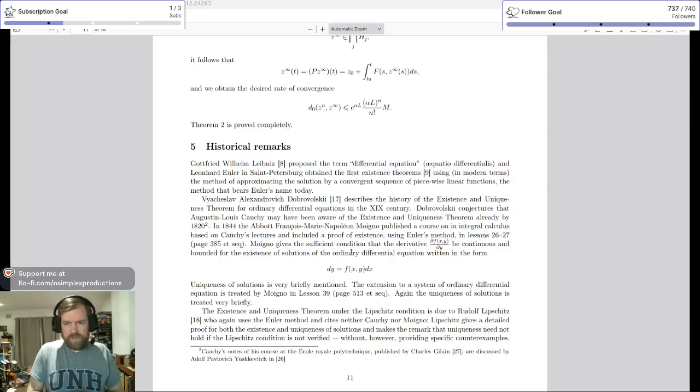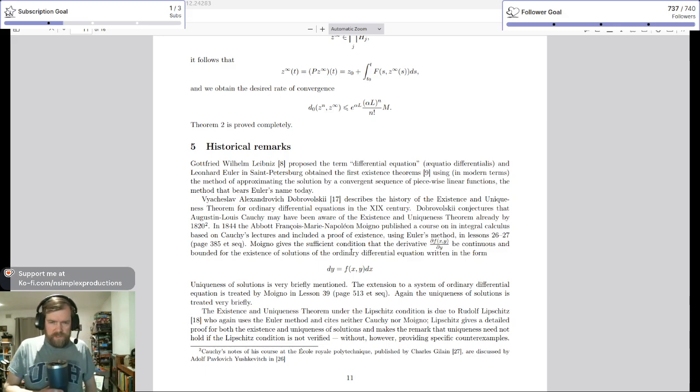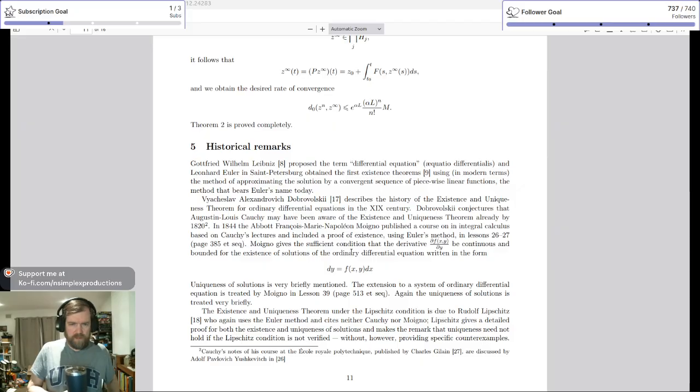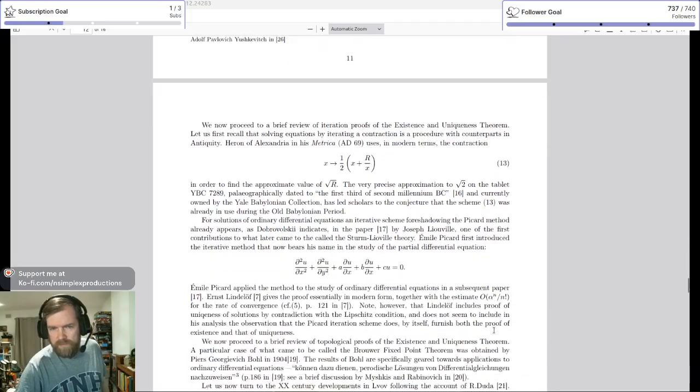The extension to a system of ordinary differential equations is treated by Moignot in lesson 39. Again, the uniqueness of solutions is treated very briefly. Existence and uniqueness under Lipschitz condition is due to Rudolf Lipschitz, who again uses the Euler method and cites neither Cauchy nor Moignot. Lipschitz gives a detailed proof for both the existence and uniqueness of solutions and makes the remark that uniqueness need not hold if the Lipschitz condition is not verified, without, however, providing specific counterexamples.